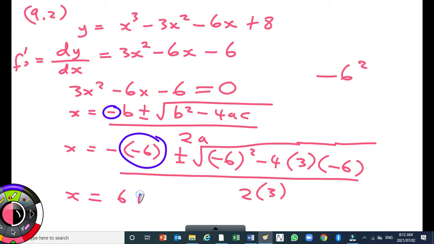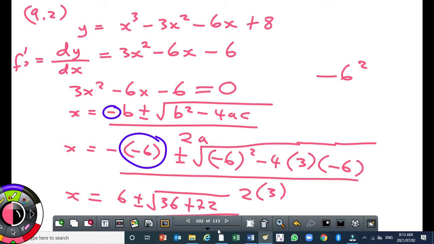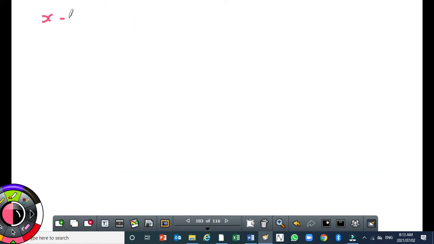So from here, I'll get 6 plus or minus the square root of 36. Now that will be 12 times 6, so I'll get 72 here, all over 6. Okay? 36 plus 72, that will give me 108. Okay. So you get 108. Alright, so you end up with x equals 6 plus or minus the square root of 108 over 6.